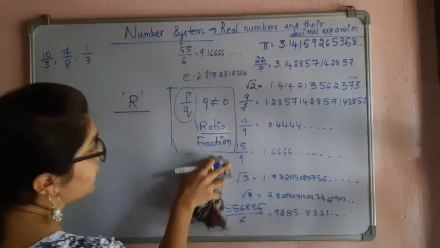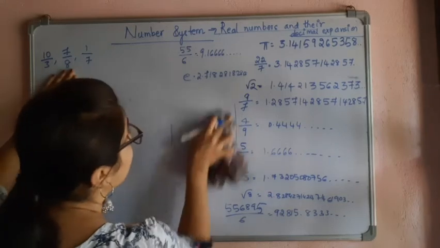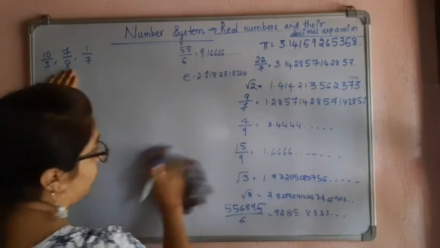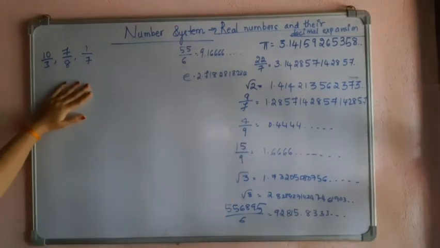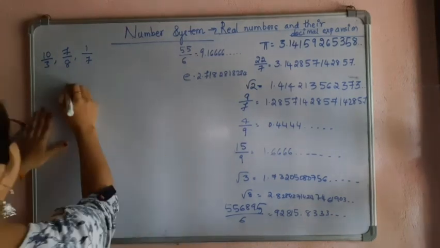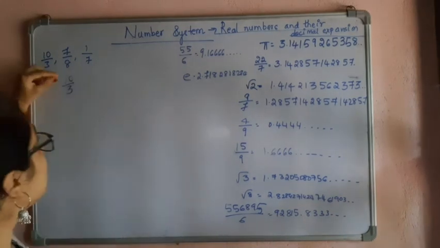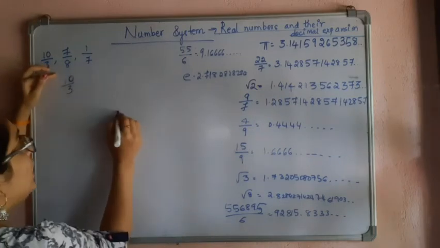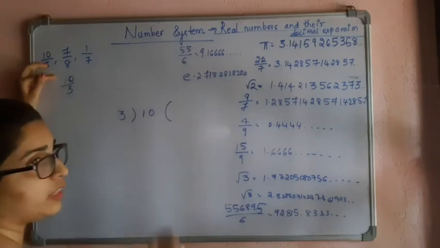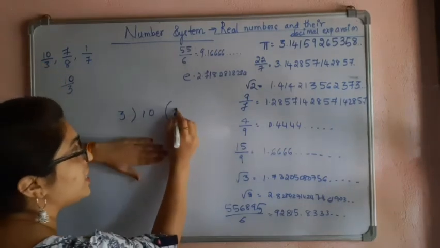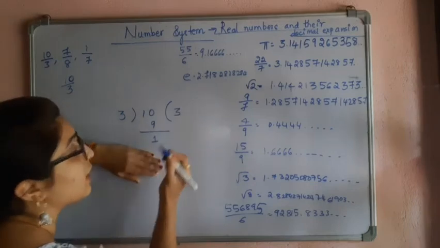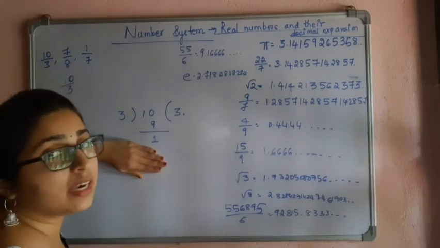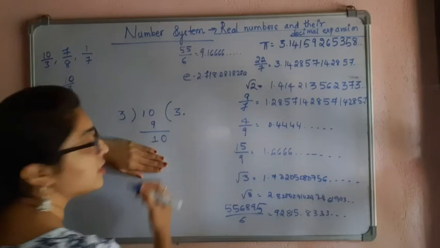Then we will take these three fractions and see how to find their decimal expansion. Take 10 by 3. We know that 3 is the divisor and 10 is the dividend. I will take the form of division now. 3 3s are 9, and you have 1 as remainder. 1 is not divisible by 3, so I will put the decimal point, and then I can add a 0 here.